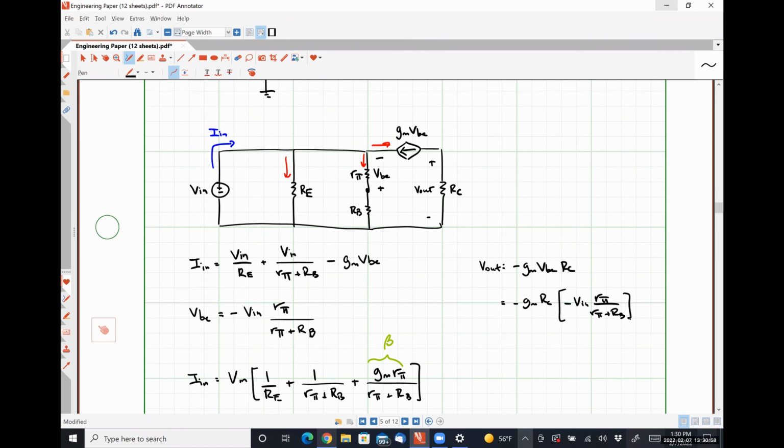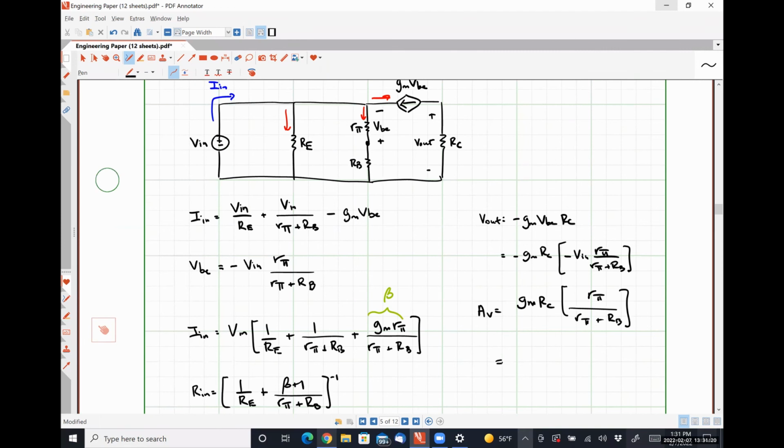When we divide both sides by VN, our voltage gain becomes GM RC times a factor of R pi over R pi plus RB. And we can also write this as beta RC over R pi plus RB, since GM times R pi is simply beta.